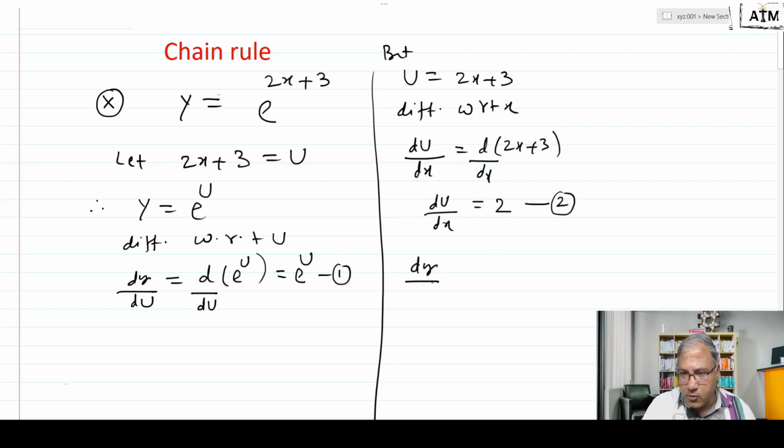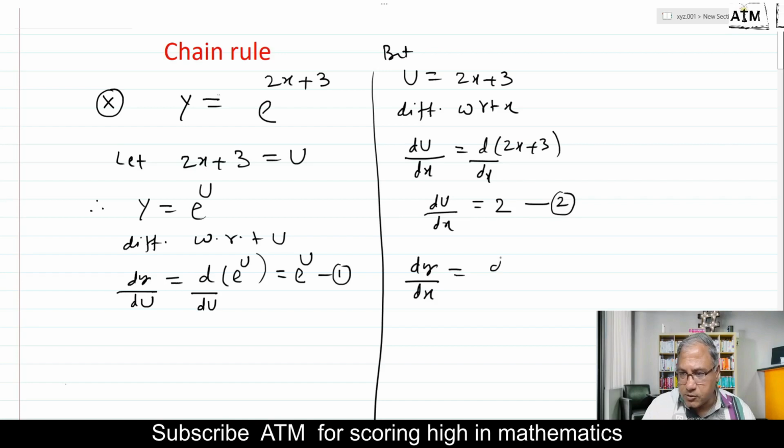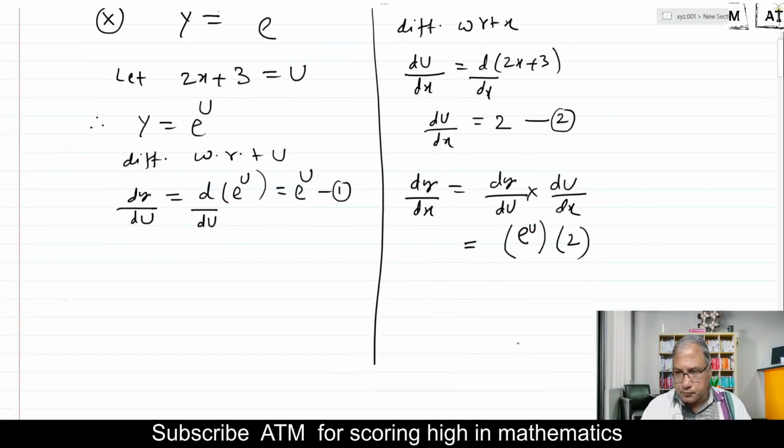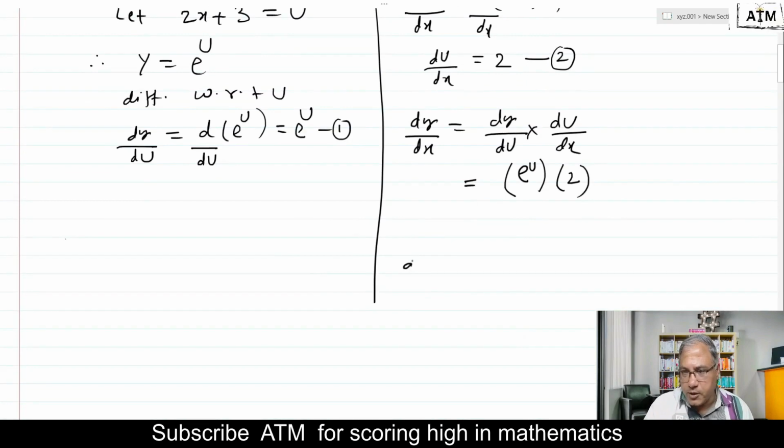Now applying chain rule, dy by dx equals dy by du into du by dx. Dy by du is nothing but e raised to u, and du by dx is nothing but 2. Therefore dy by dx equals 2 e raised to u. Putting back the value of u here.